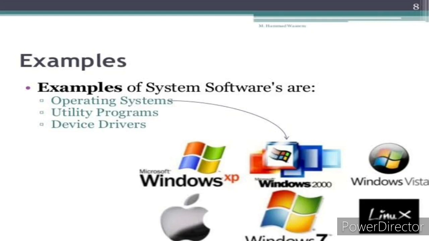Other examples of system software includes the utility programs. And we also have the device drivers. These are examples of the system software. Now, if we do not have system software installed in our computers, we would have to type the instructions for everything we want the computer to do, which will be far impossible for many of us, meaning that people cannot use the computer without system software.